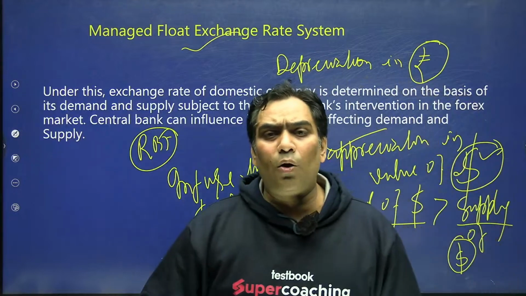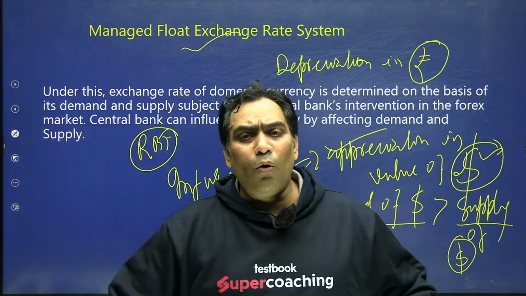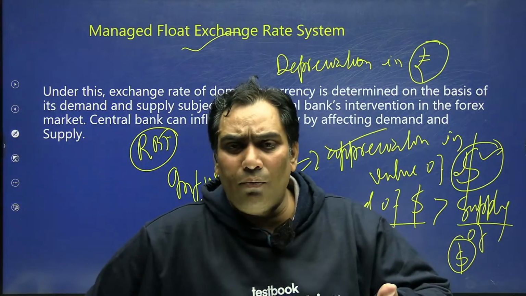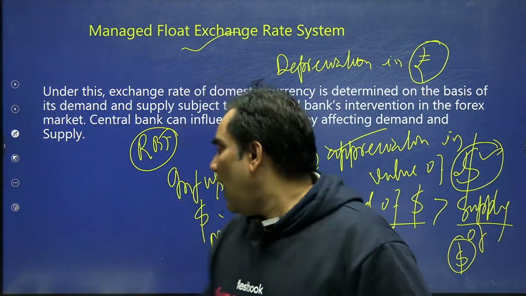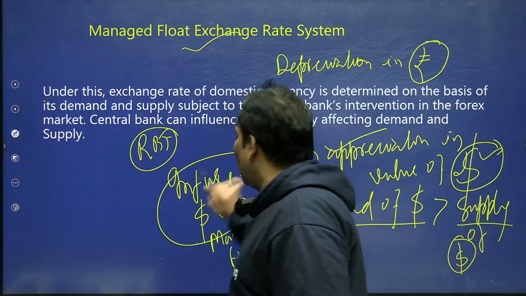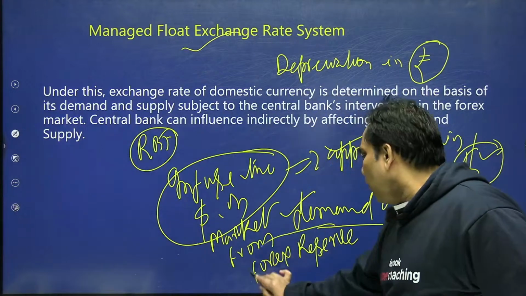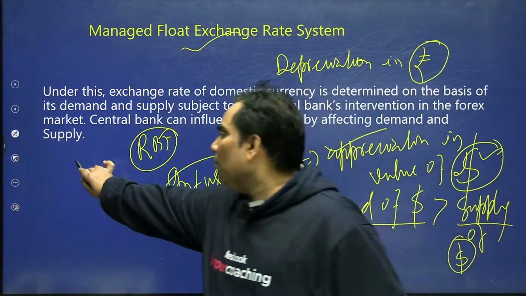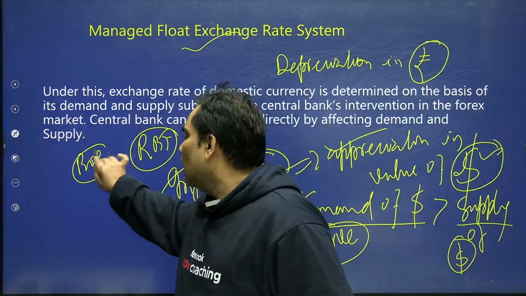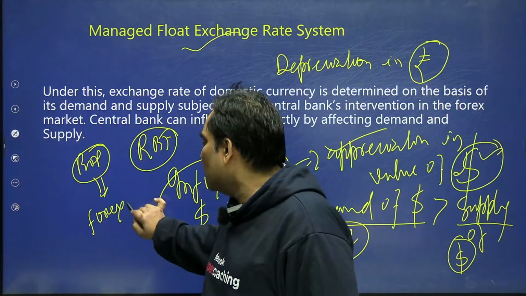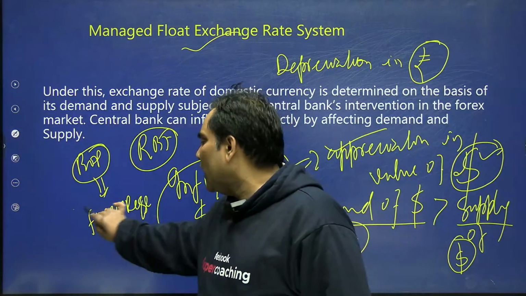If demand of the dollar is more than supply of dollar, how is RBI going to intervene? RBI has to increase the supply of dollar. How will RBI increase it? RBI will infuse the dollar in the market. From where? From their forex reserve. That means we are having the BOP surplus now, and whatever surplus we have becomes the part of forex reserves.